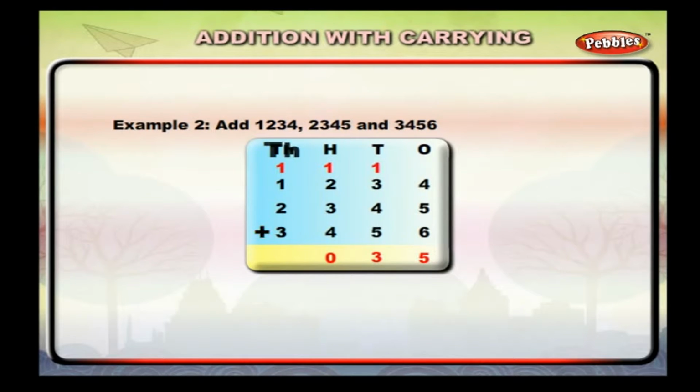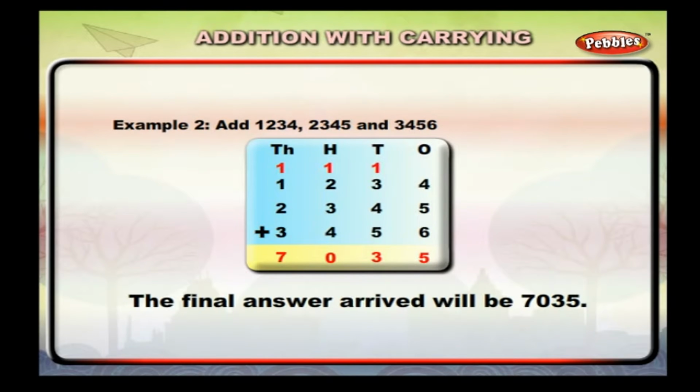Now add the thousands column. 1 plus 2 plus 3 plus 1 carry over number, we get 7. Write down 7 below the thousands column. The final answer arrived will be 7035.